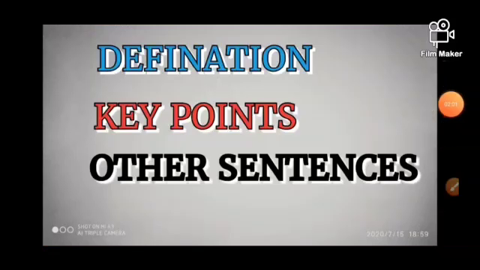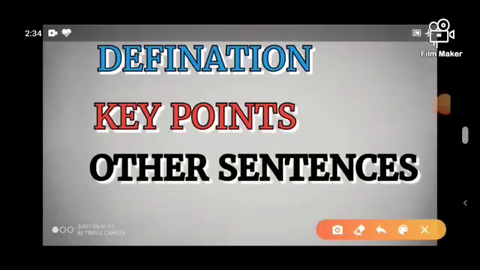Then 5th, use color coding. Write the definition with blue ink, key points with red ink, and the other remaining part or the other sentences with black ink. And remember, only these 3 colors should be there in your notes. Don't take any other colors besides these.